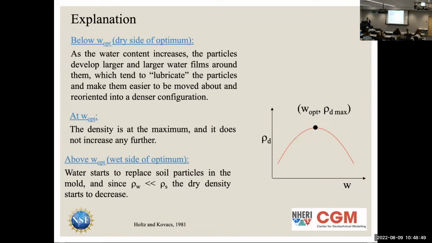Then there's also the wet side of optimum, which means something that's already wet, you get it even more wet. What's going to happen? It's going to wash away. Bye bye, that's done. We don't want that either. So we want it to be, like I said, 16% water content and 1.60 dry density. That's pretty good for our part.